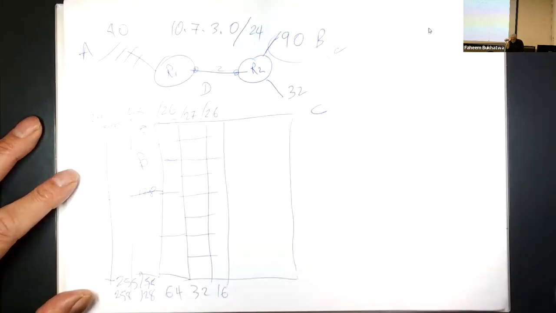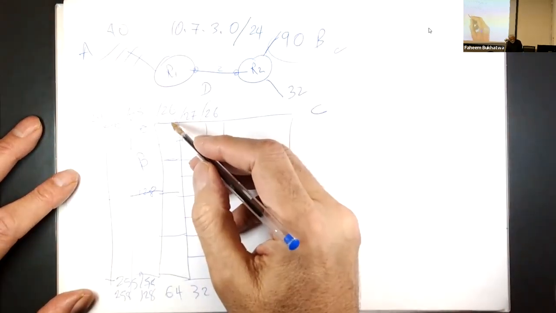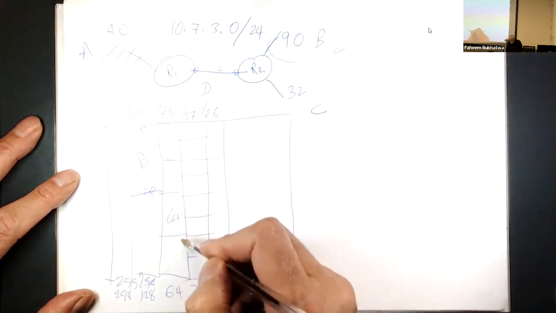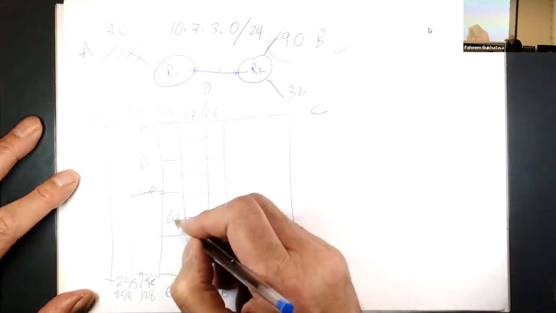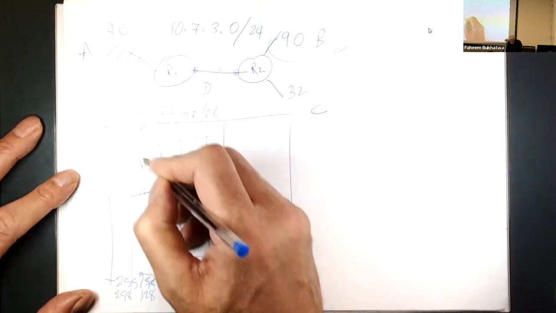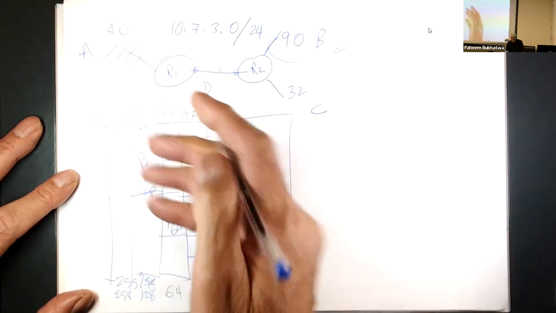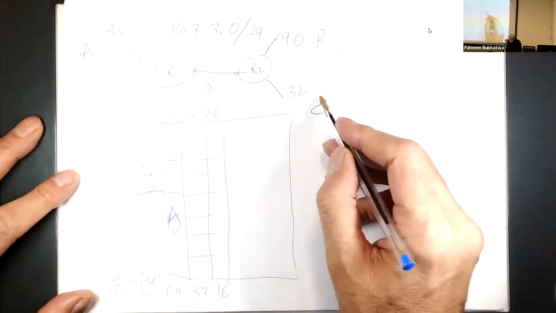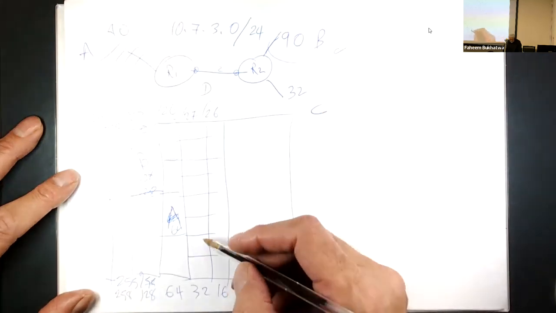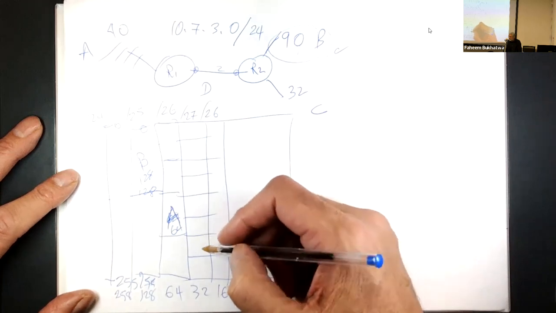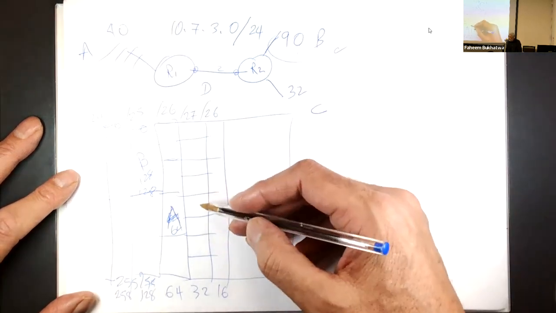Slash 20? 26, yeah, which has 64 addresses. So this is network A, which has 64 addresses. This is B, we gave it 128. The next one? Slash C. So slash 27 is 32 addresses. Shall we give it slash 27?